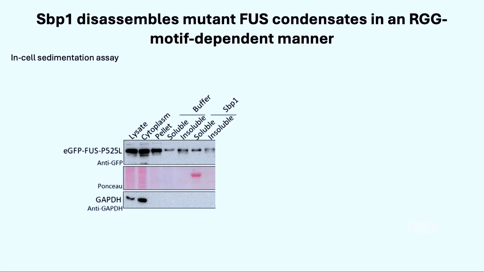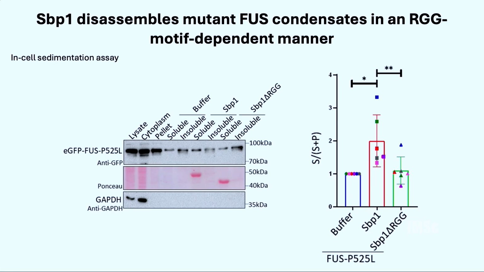Now you look at the RGG deletion mutant, where the entire protein is there, but the RGG motif is not there. The phenotype doesn't express itself. You again see it more in the insoluble form, like what was happening with the buffer, and less in the soluble form. So again, suggesting that this particular sequence is able to modulate these disease relevant aggregates and bring them into the soluble form.